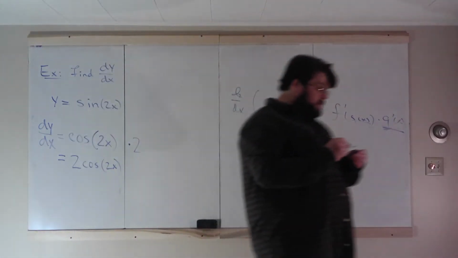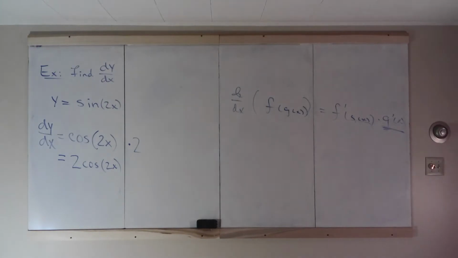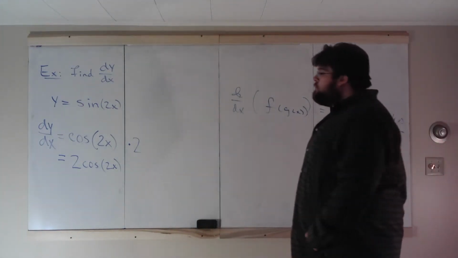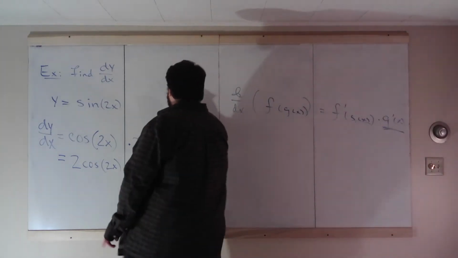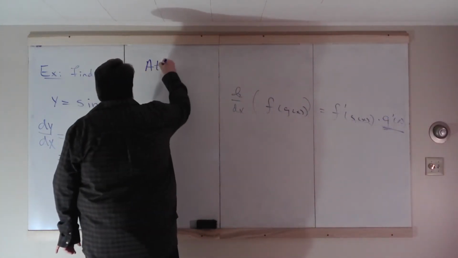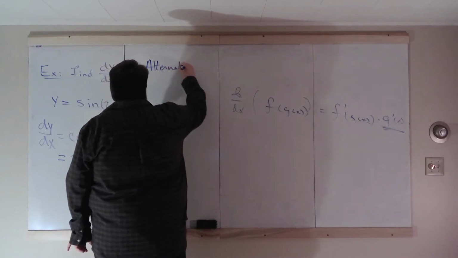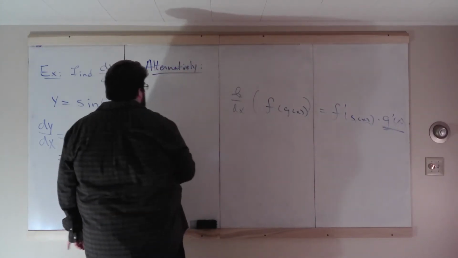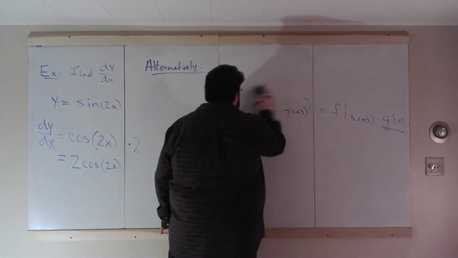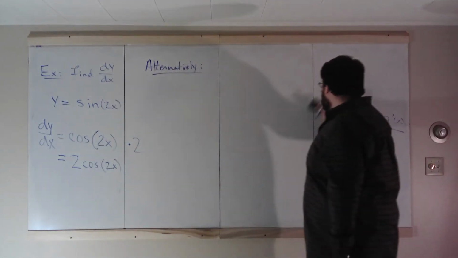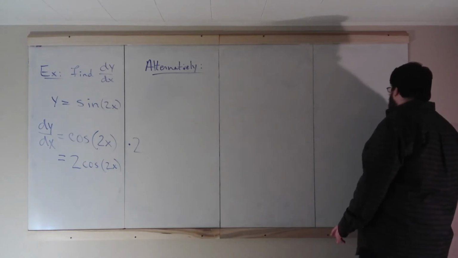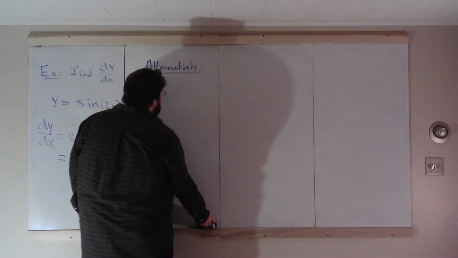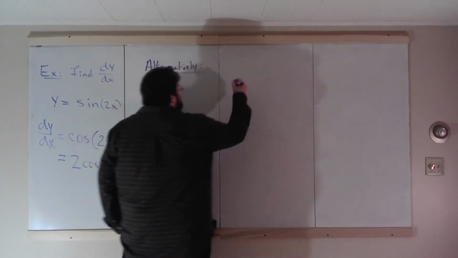Using the other notation, this marker isn't working well. I'm going to use a different one. Using the u substitution notation. So I'll say alternatively, we could use a u substitution. And in many ways, when you're first learning derivatives, doing a u substitution is useful, especially for more complicated ones. When I was doing these, I learned them with u substitutions.